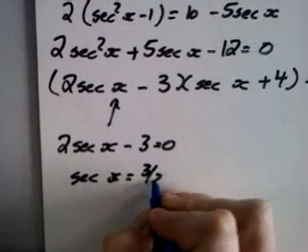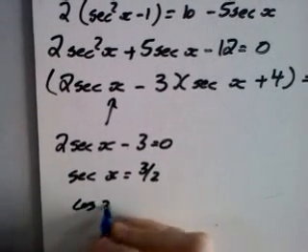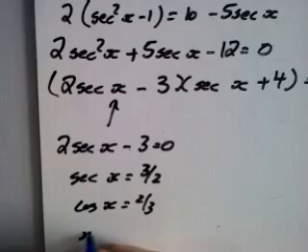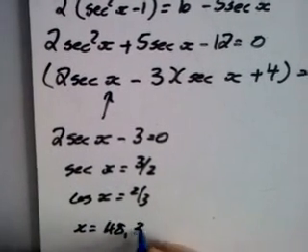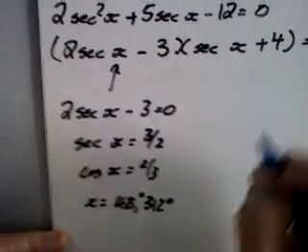Simple quadratic, either this bit here has got to equal 0, which gives us sec x equals 3 over 2, which we saw earlier in the question. Cos x equals 2/3, x is 48, or 312 degrees, just like earlier.